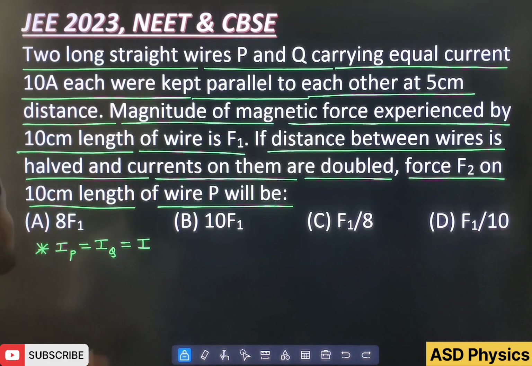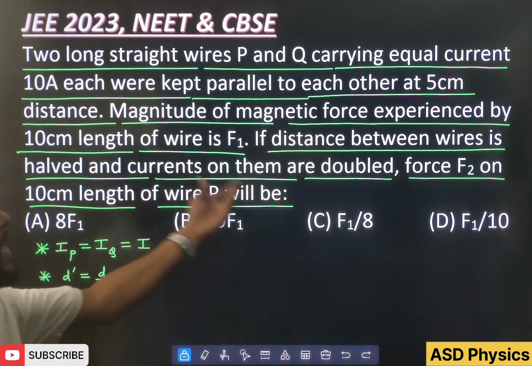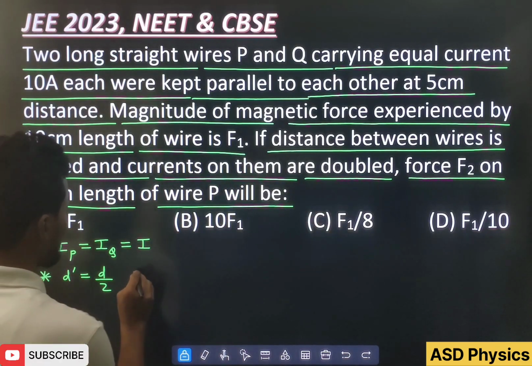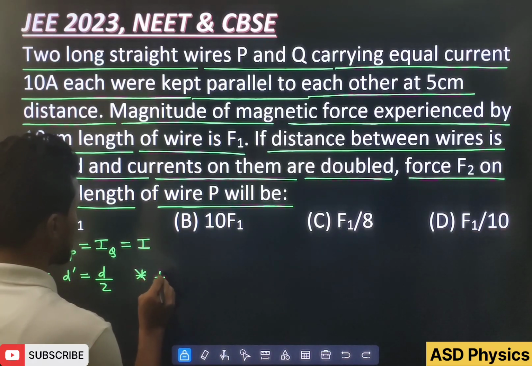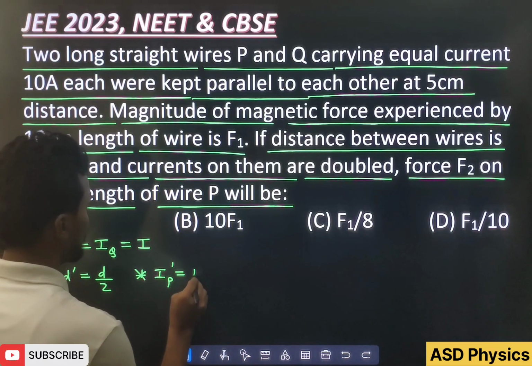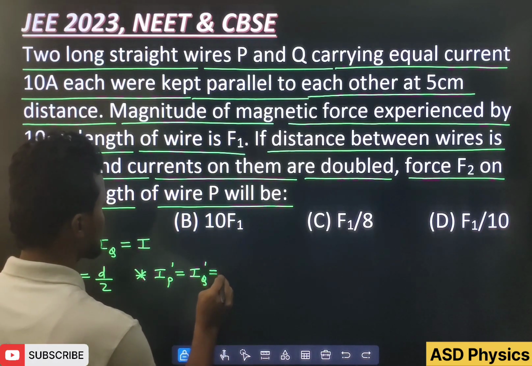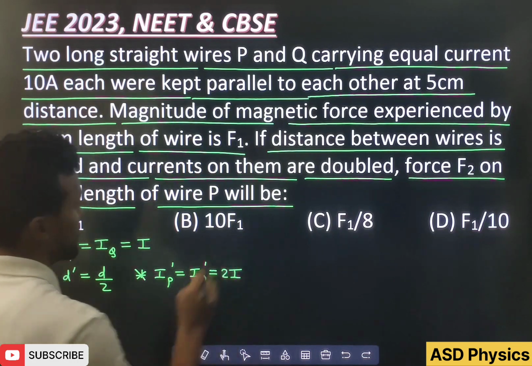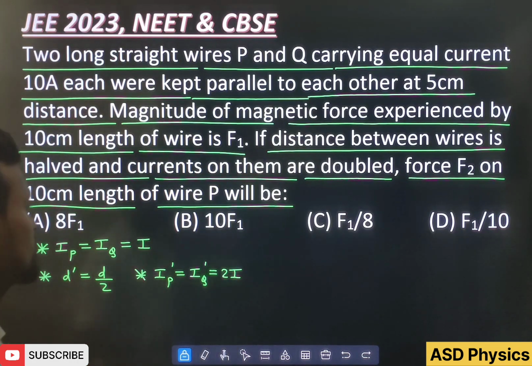Now, distance between the wires is halved. Okay, so what is happening here? Let's take for example, new distance is, let's take D dash. So D dash is what is coming here? D by 2. Distance is halved and currents on them are doubled. Equal current was there, but these currents are doubled. Equal only in both of them, current is doubled. So IP dash, IQ dash is equal to 2I. Is it? So what they are asking, what will be the new force?